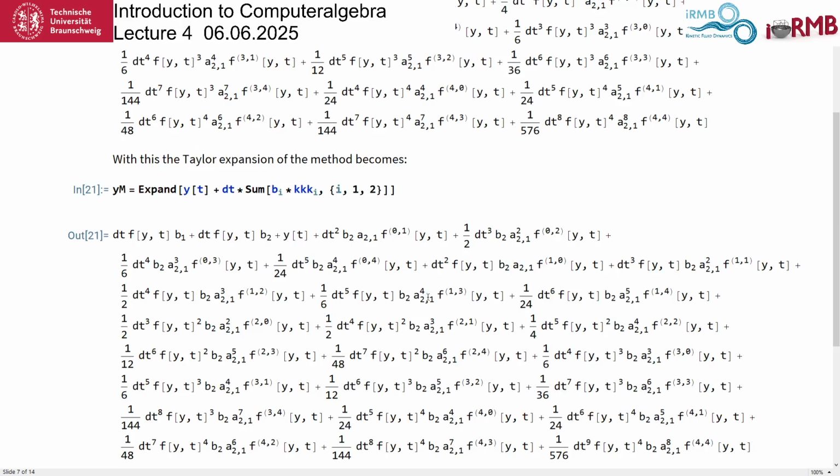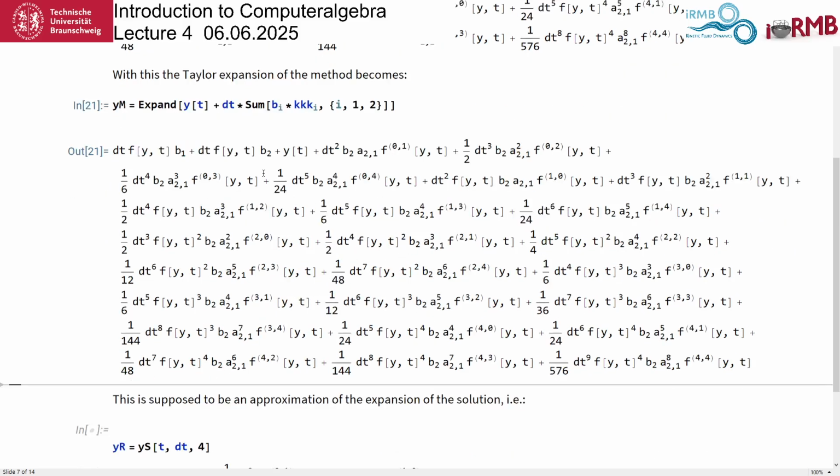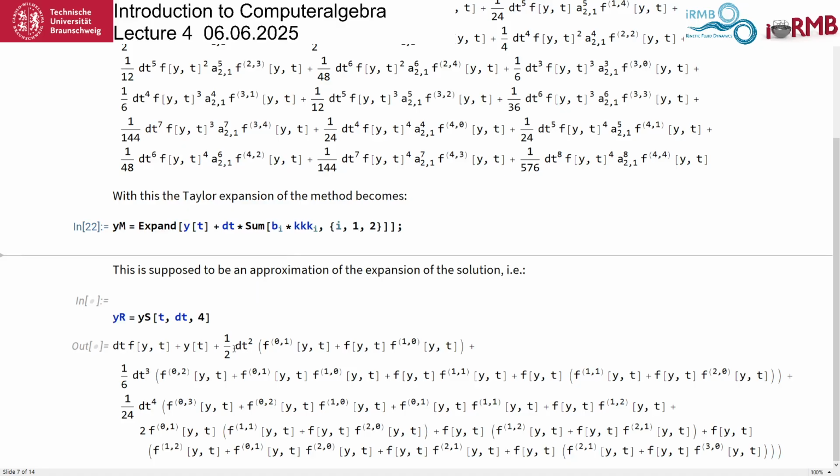So this is the solution of the Runge-Kutta method, the next step according to the Runge-Kutta method. This next step is now supposed to be the same as the expansion that we had previously.